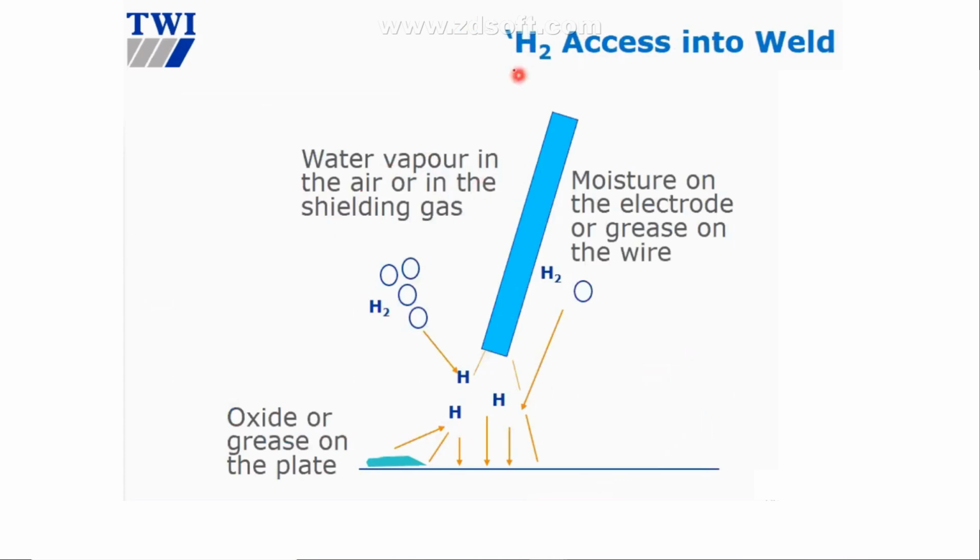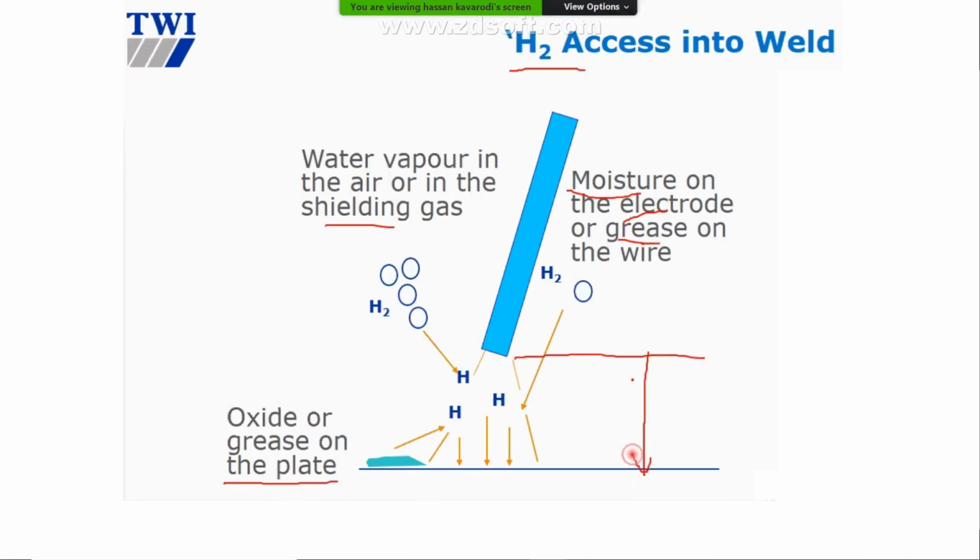So where do we get the hydrogen from? Hydrogen can be from shielding gas, or maybe from the moisture of the electrode, or maybe contamination from grease, and also contamination from plate preparation, right? And also you write down here, a bit scarce here, because you get long arc length.